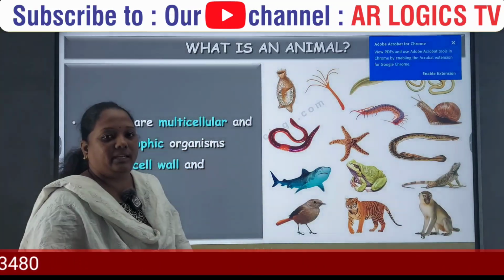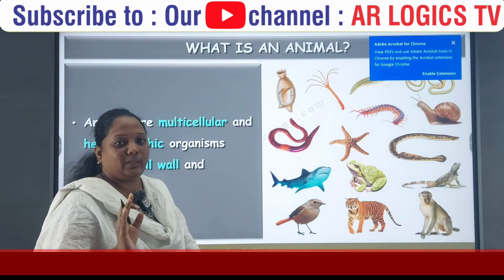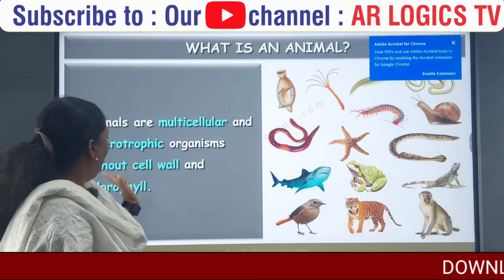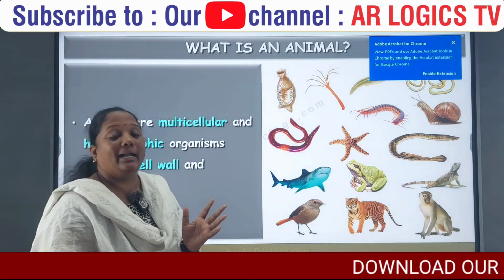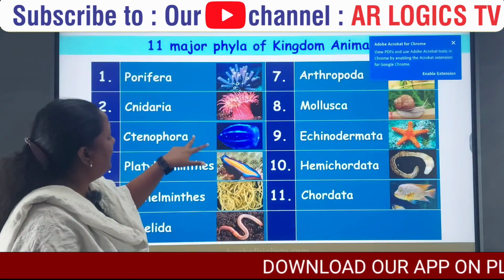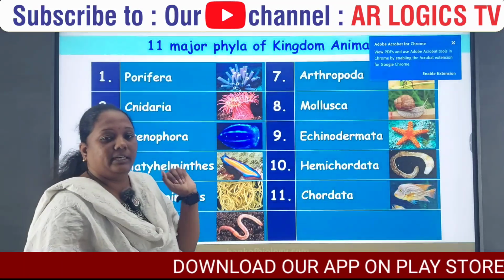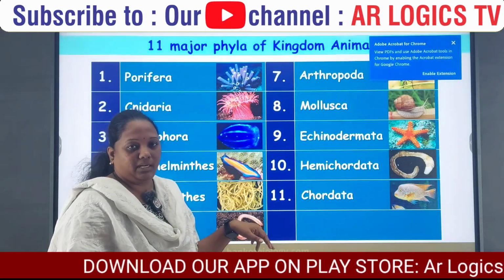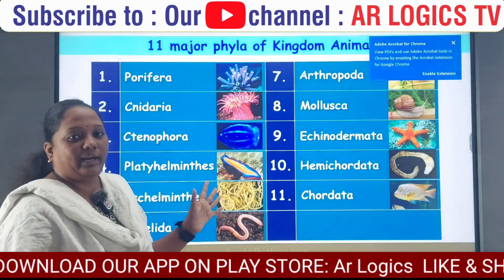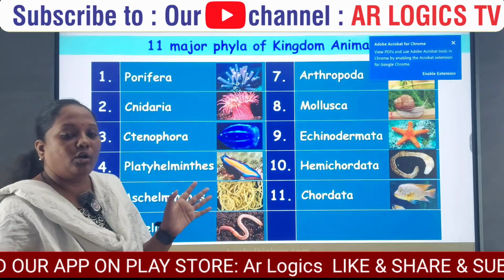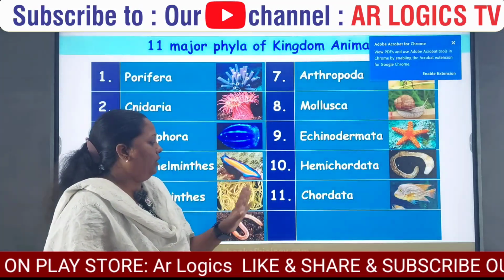What is an animal? I said an animal is a multicellular, heterotrophic organism without cell wall and chlorophyll. Next, in the animal kingdom, a total of 11 phyla are there. From those 11 phyla, 10 are non-chordates and 1 is a chordate.